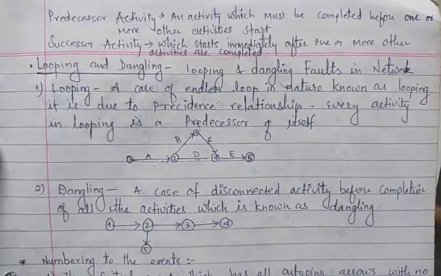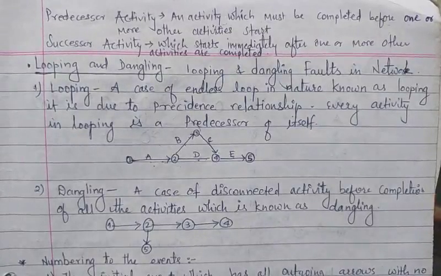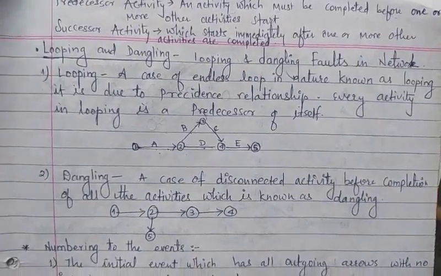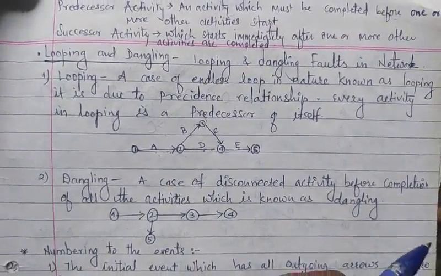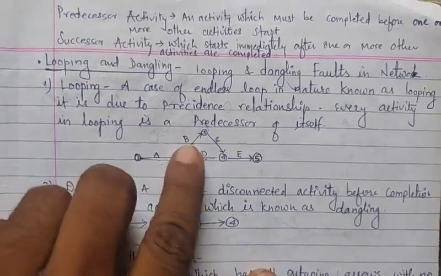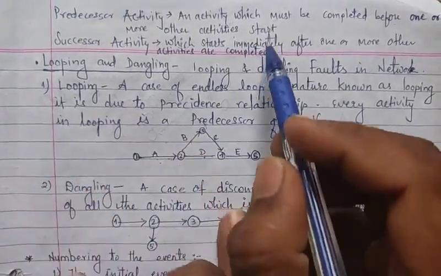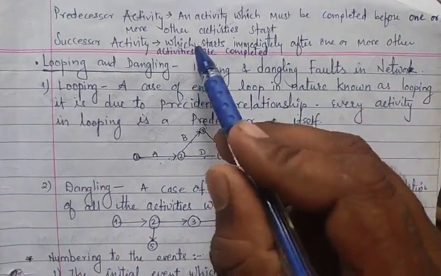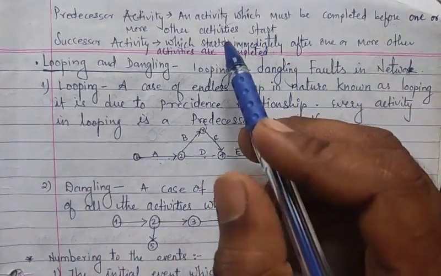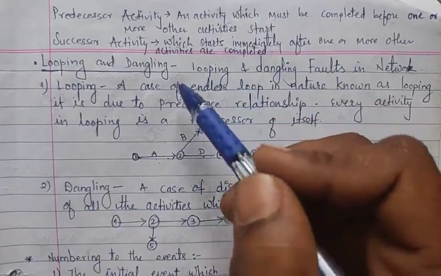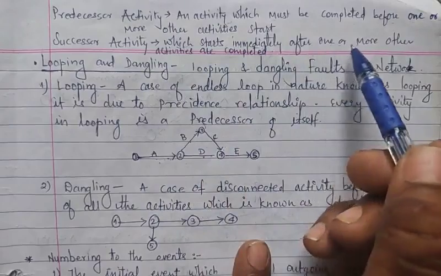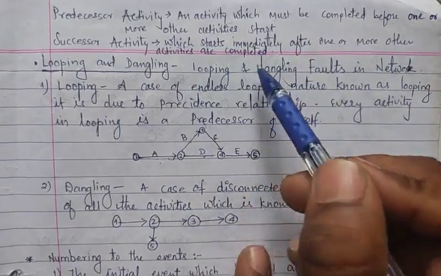Hello students, in the previous lecture we have seen predecessor activity, successor activity, looping, and dangling of a network. Now what is predecessor activity? An activity which must be completed before one or more activities start is called a predecessor activity. Next is successor activity, which starts immediately after one or more other activities are completed.